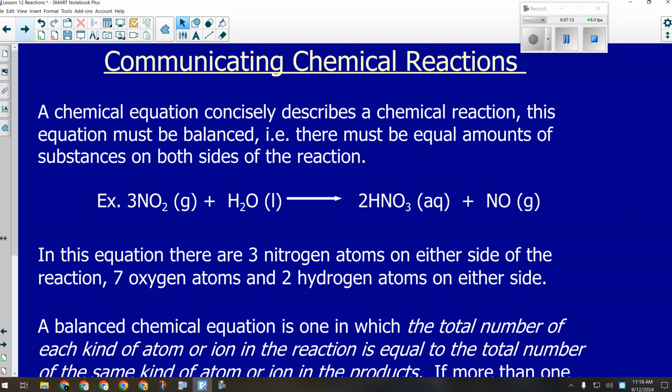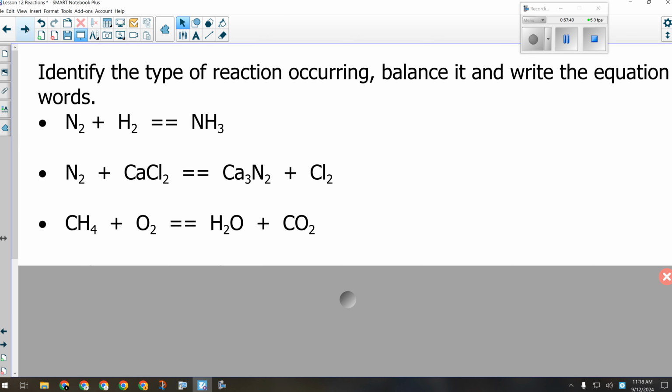All right, how many hydrogen here? 2. Okay, how many hydrogen on this side? 2. All right, oxygens, how many here? 6. Plus 1. Okay, so we get 7. 2 times 3 is 6, plus 1 is 7. All right, that reaction's actually balanced. But it's tricky. You have to make sure you account for everything. We're going to work on balancing, guys. Don't worry about it too much.